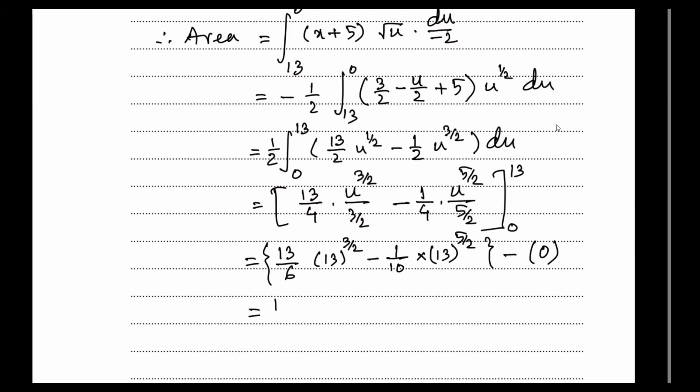And 13 by 6 into 13 to the power 3 by 2. 13 to the power 3 by 2 is 13 to the power 1 plus half, so 13 to the power 1 is 13, and 13 to the power half is root 13. Minus 1 by 10, that's 13 to the power 2 plus half. 13 to the power 2 is 13 squared, 169, and 13 to the power half is root 13. Now do the LCM here. 6 and 10, LCM becomes 30.